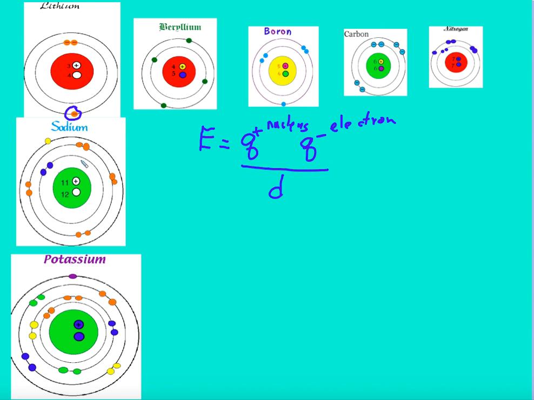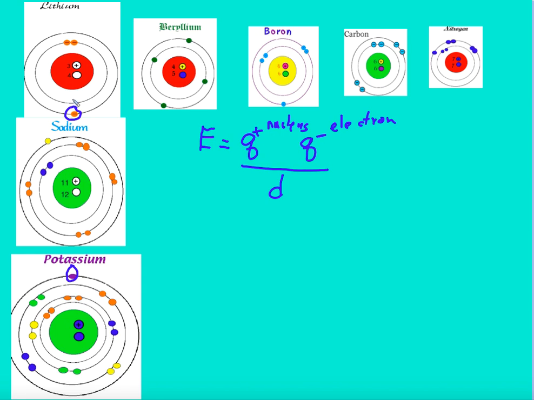But remember, as you go down a group, the radius gets a lot bigger. And so to take the outermost electron from potassium, it would take a lot less energy because this electron is a lot further away than lithium's electron up here. So because potassium is so much further away, it takes less energy. It takes more energy to take lithium's electron.